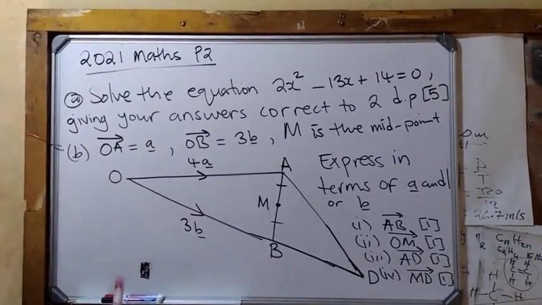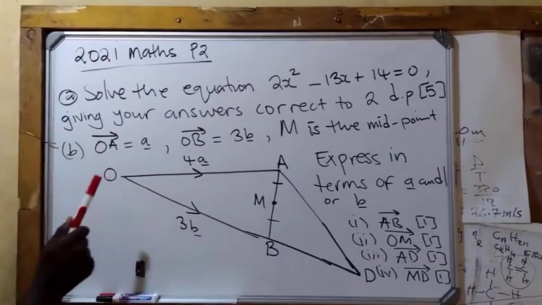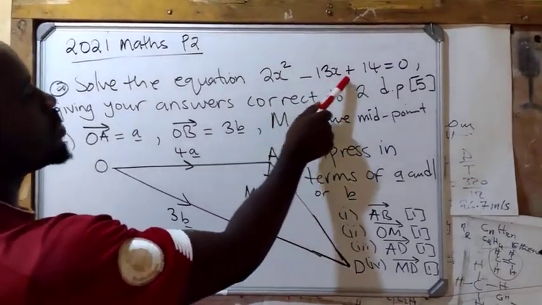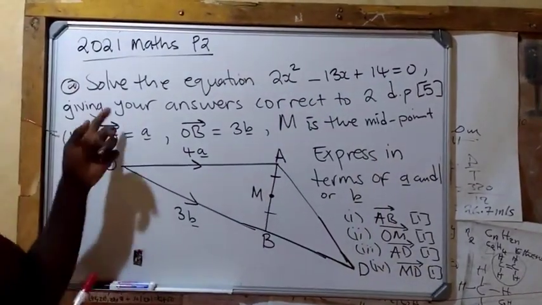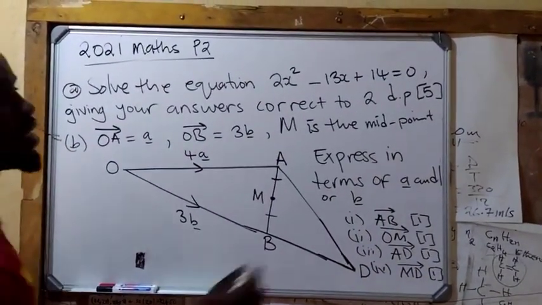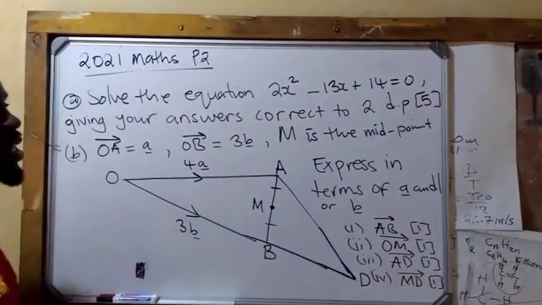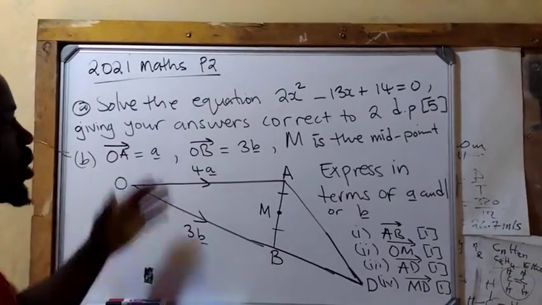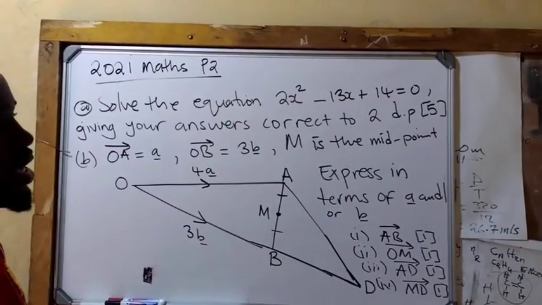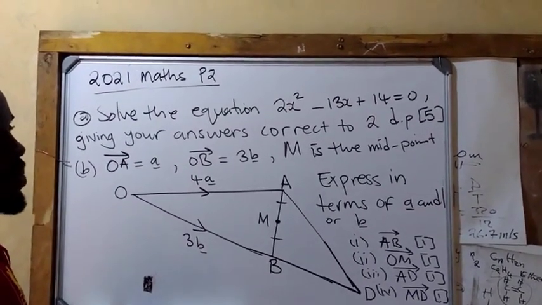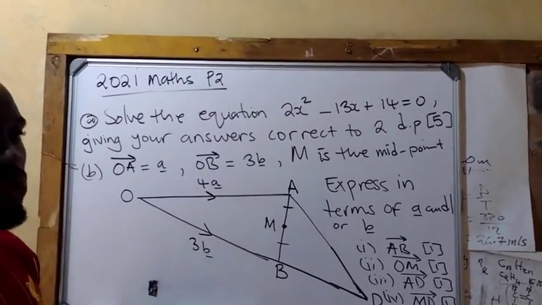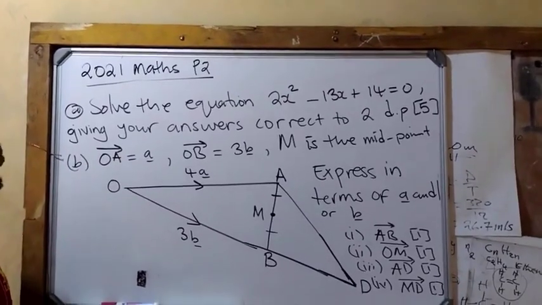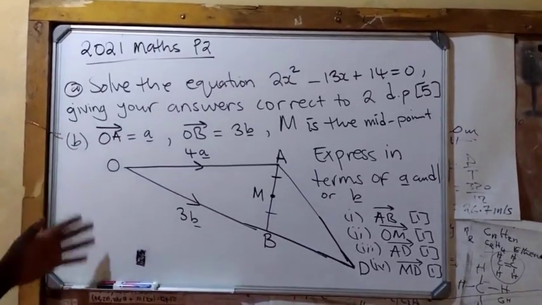Looking at question A: solve the equation 2x² − 13x + 14 = 0. This is a quadratic equation, and it's carrying 5 marks. You can't afford to miss these marks. Mind you, these types of questions are normally found in Paper 2 Section A, so whether you like it or not, you have to answer them, not in Section B where we normally choose.